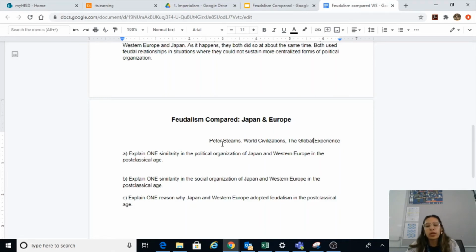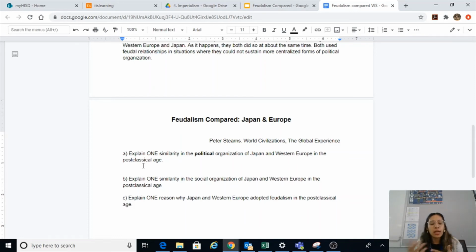So let's look at what our SAQs are asking us to do. So part A, which is the first part, is basically saying, explain just one similarity in the political organization of Japan and Western Europe in the post-classical age. Post-classical age just means after our classical empires. So that's basically this time period that we're talking about now.